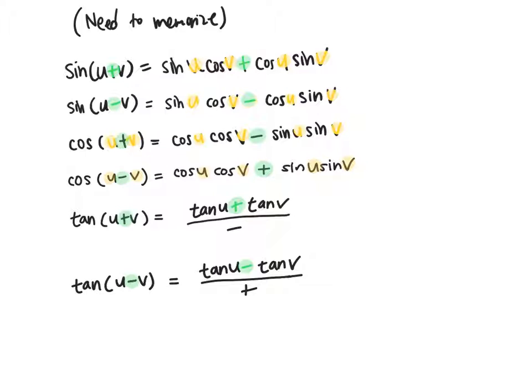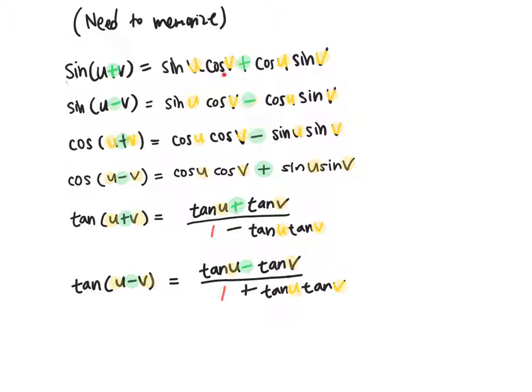You always have a 1 right here. And then for the second term, it's going to be a product of the two. So it's going to be tangent u, tangent v. Okay, let's go ahead and recap.